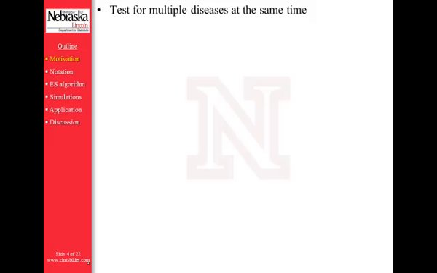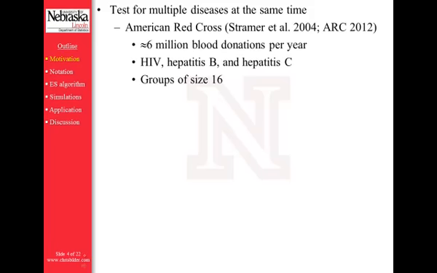And my particular talk is going to focus on a particular problem where we're interested in multiple diseases at the same time. And this occurs in a number of places in actual application. For example, with the American Red Cross, they need to screen blood donations for infectious diseases. They don't want to pass on a disease from a donor to a recipient. And they have to screen about 6 million blood donations per year for a wide variety of diseases. I think it's about 8 or 10 now.